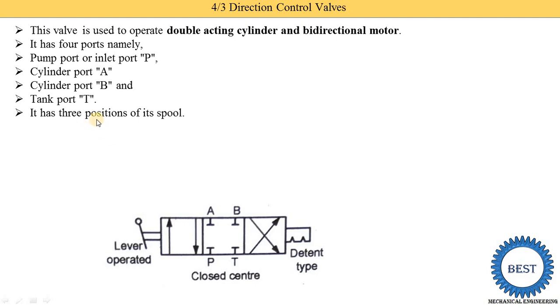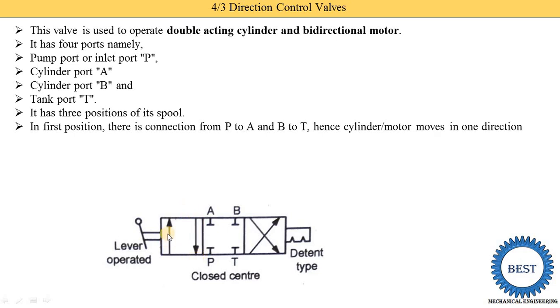It has 3 positions of its spool, meaning a spool is used for operating the DCV. So 3 positions of the spool are possible. This first square, sorry, not rectangle, it is a square, indicates the first position. In the first position you see that the P port is connected with the A port, meaning oil coming from the P port is supplied to the A port. Then B is connected with T. Here you see a downward arrow, meaning B is connected with T, and the cylinder or motor moves in one direction.